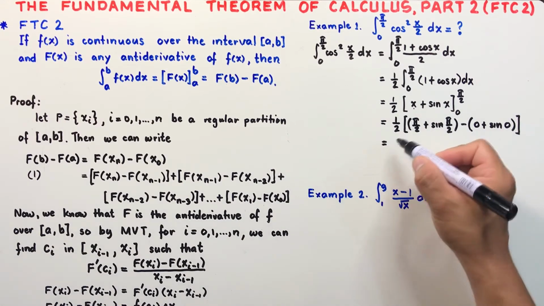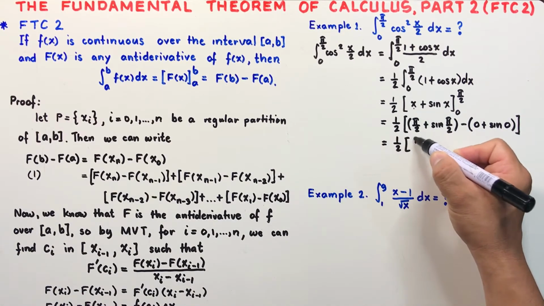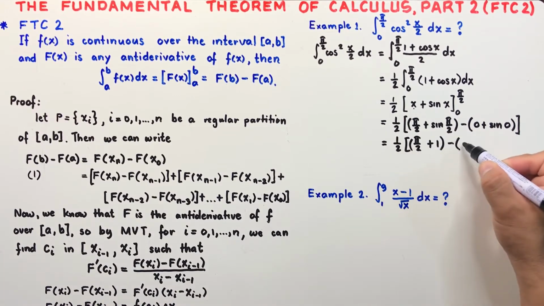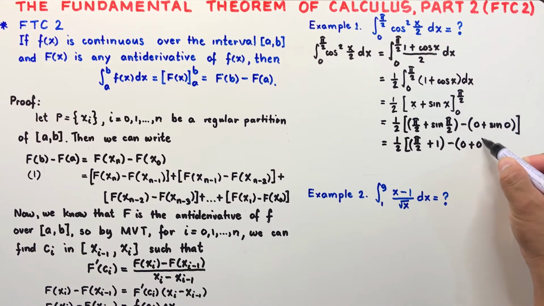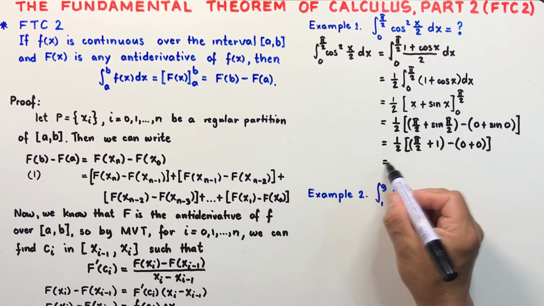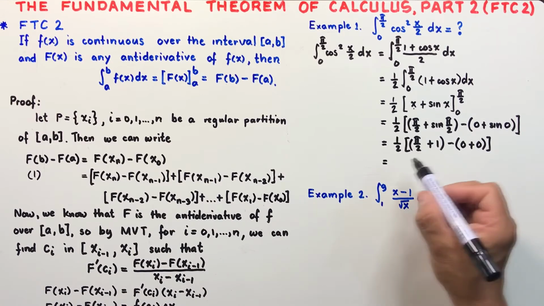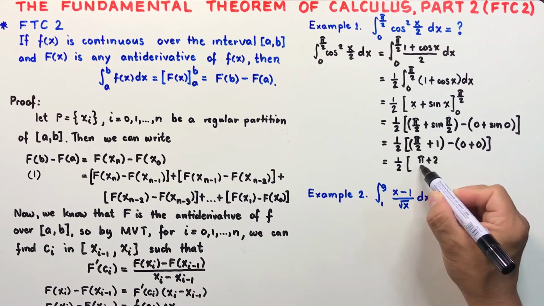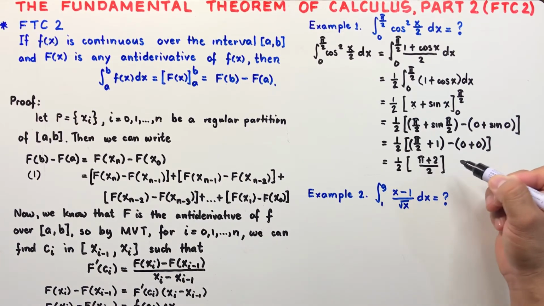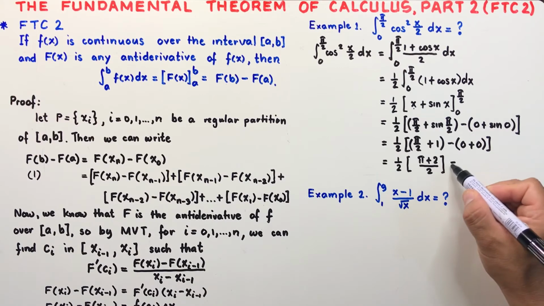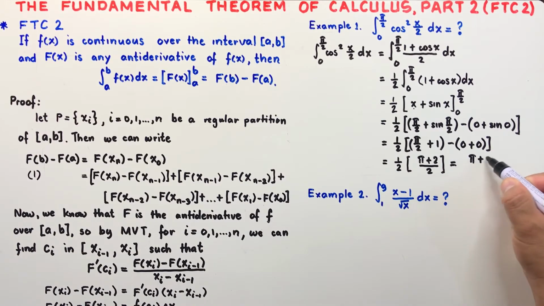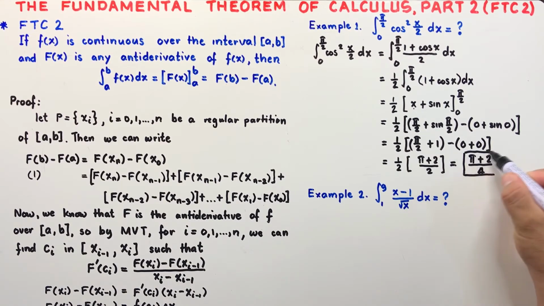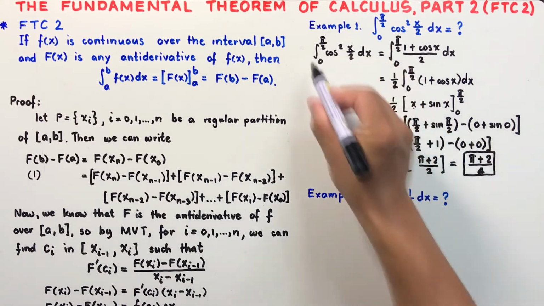And we know that the sine of pi over 2 is 1, and the sine of 0 is 0. So we have pi over 2 plus 1, which is equal to (pi plus 2) over 2 here. And simplifying our answer, we have (pi plus 2) all over 4. And this is our answer for this definite integral.